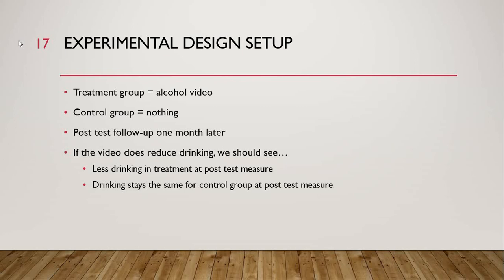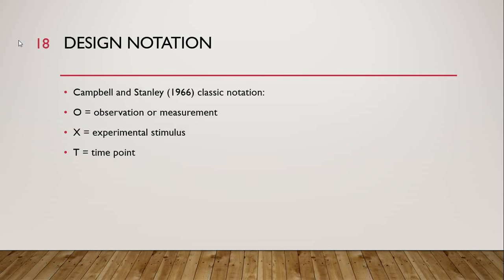So if the alcohol video is truly effective at reducing the amount of drinking, what we should see is less drinking in our students in the treatment group at that second post-test measure, and drinking should stay the same for the control group students at both times. Okay, so we should see a lot of drinking from both groups prior to the video, and then we should see a reduction of drinking in the students that were shown the video in our treatment group after they've seen the video, whereas the control group, it should stay the same.